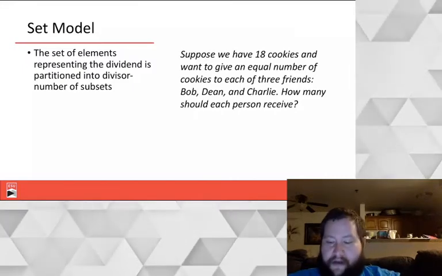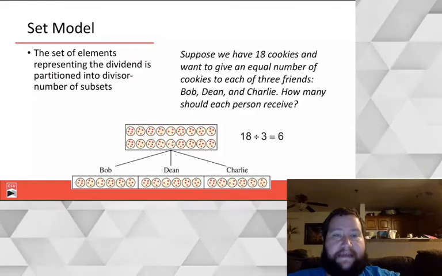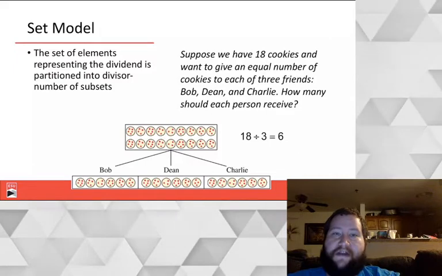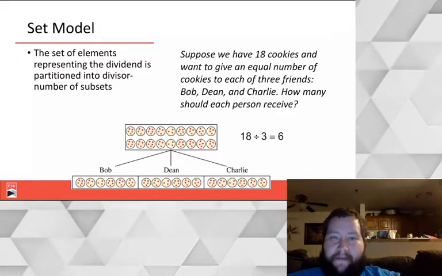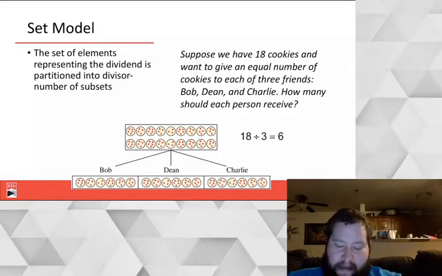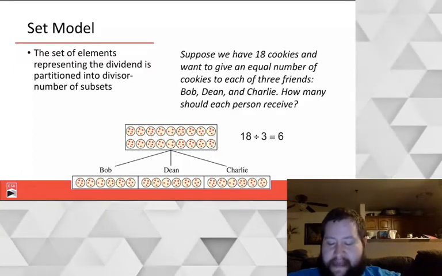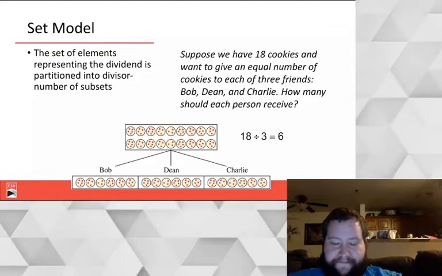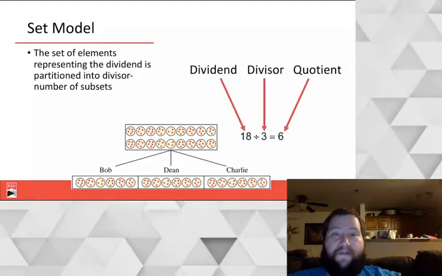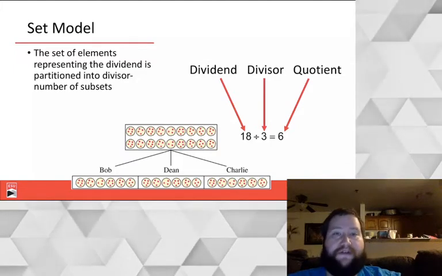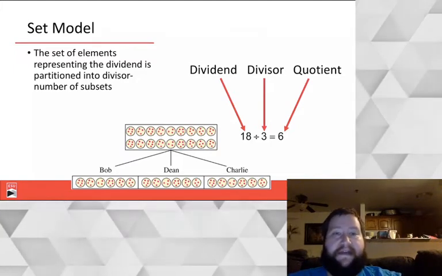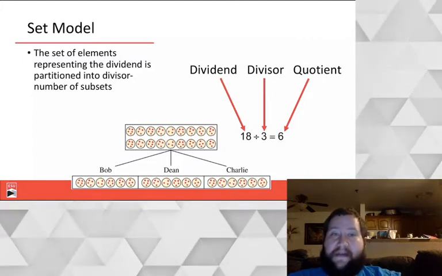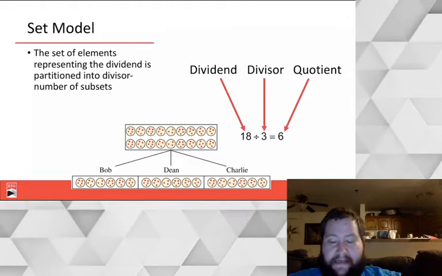Well, if we draw a little picture, we have our 18 cookies, and we're going to share them evenly amongst Bob, Dean, and Charlie, and that is what we end up with. And so since each of those 3 ended up with 6 cookies, we say that 18 divided by 3 is 6. Set model, fair share. And our words for those are dividend, divisor, and quotient. So the dividend is the number that's being divided by the divisor, and the thing you get at the end is called the quotient.